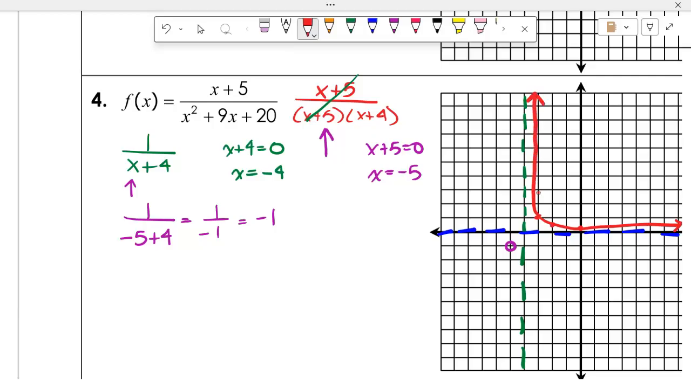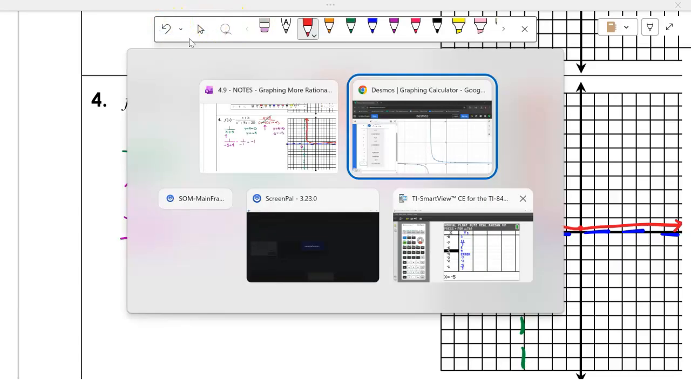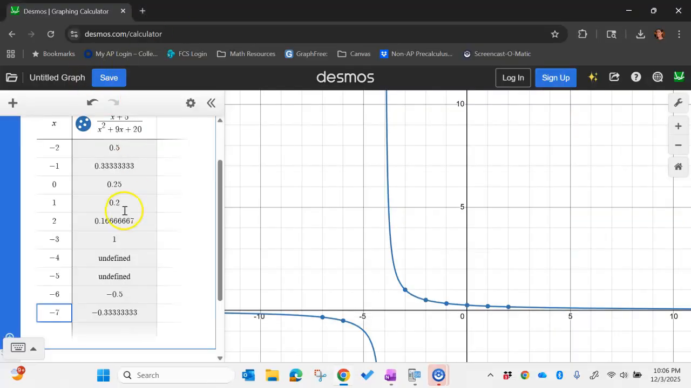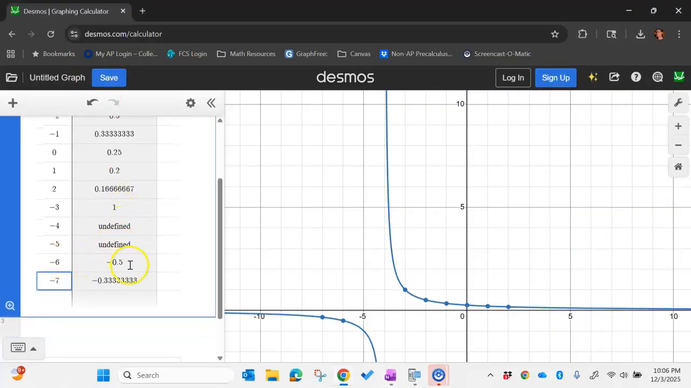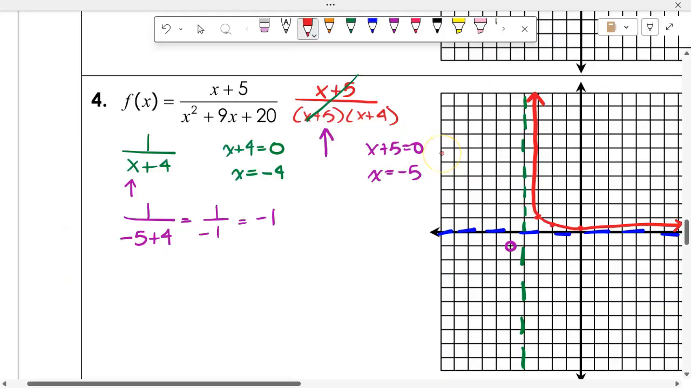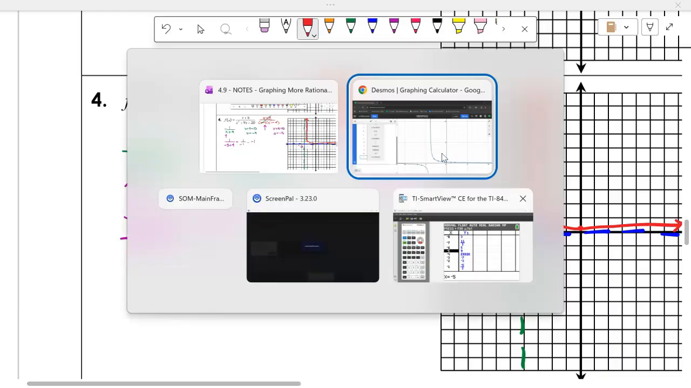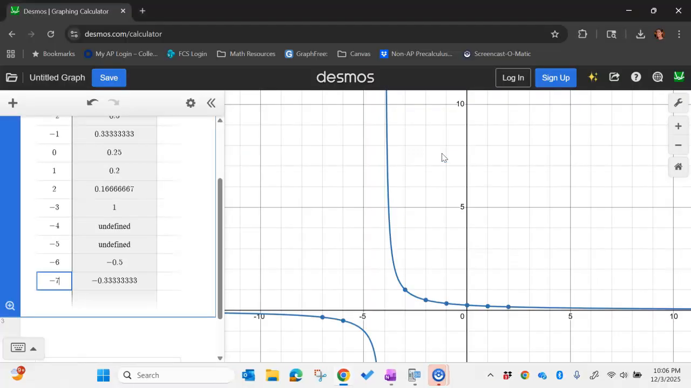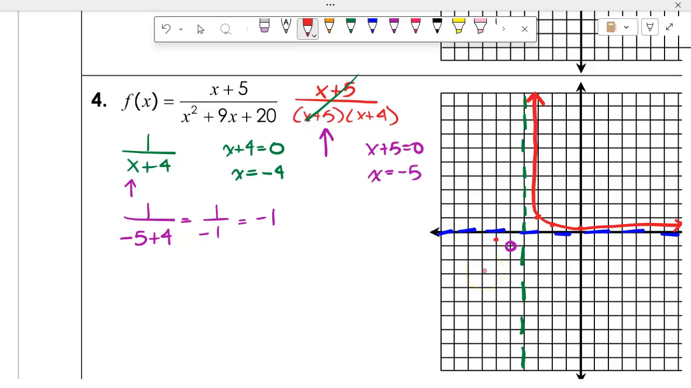And again, I have a hole here, so I can make a pretty good educated guess that it's going to be going something like that. But I'm going to go ahead and find a couple points to put over there. And so we found -6, -0.5. So that's -4, -5, -6, -0.5. And then there's also -7, -0.3, kind of doing that. So you can see I've got that going on right here.